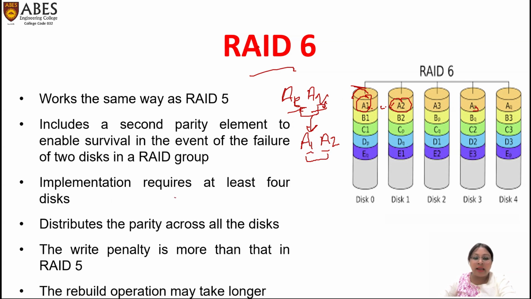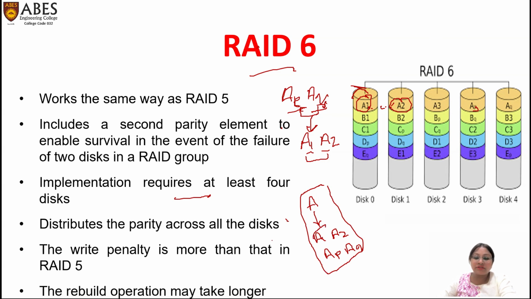Implementation requires at least four disks. Data A gets striped across at least two disks, A1 and A2, and there are two parities, AP and AQ. So by this you can say that for implementing RAID 6, you require at least four disks.